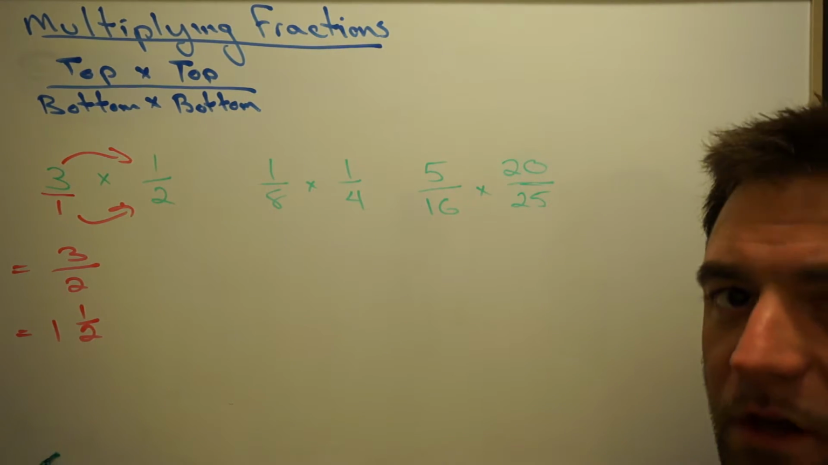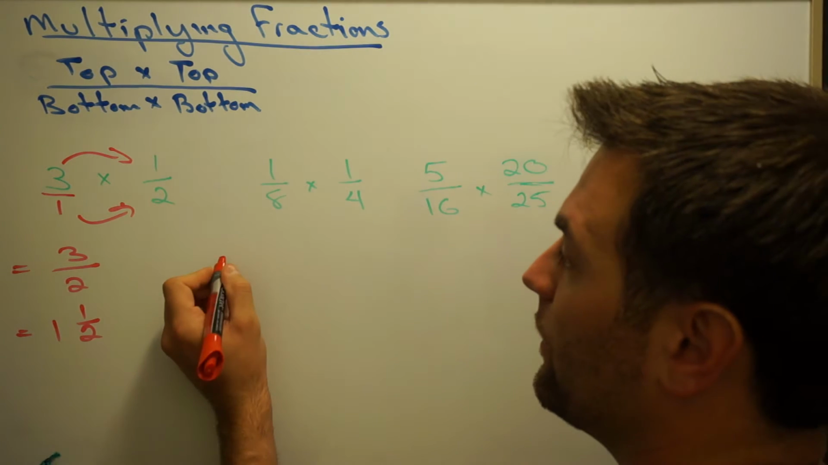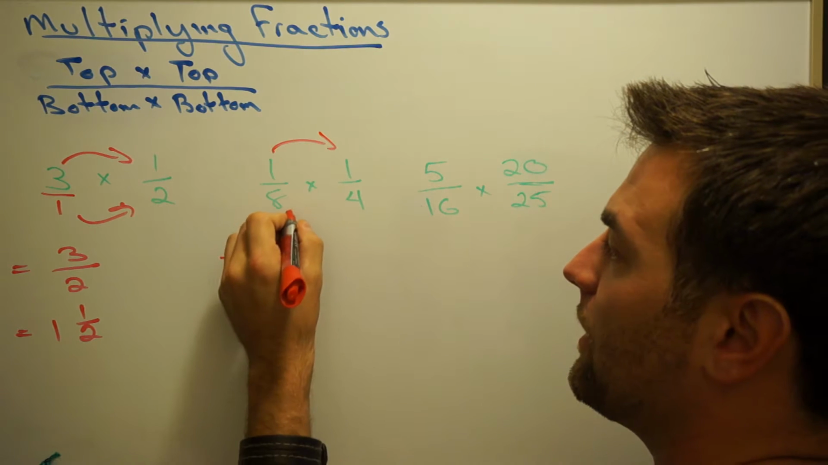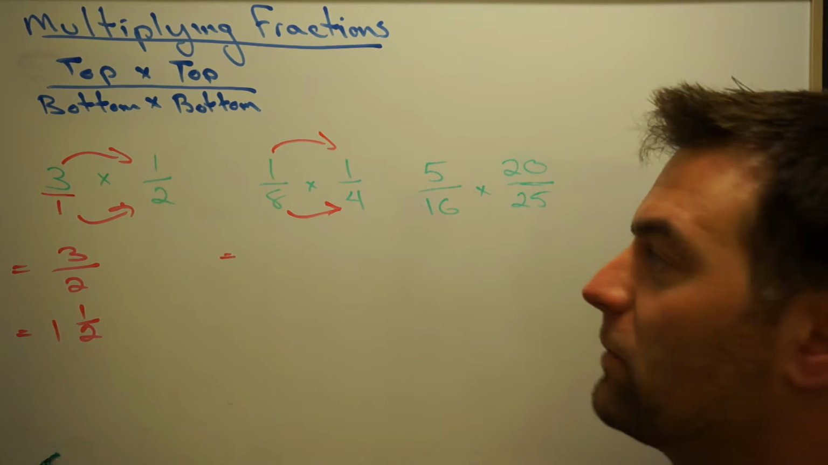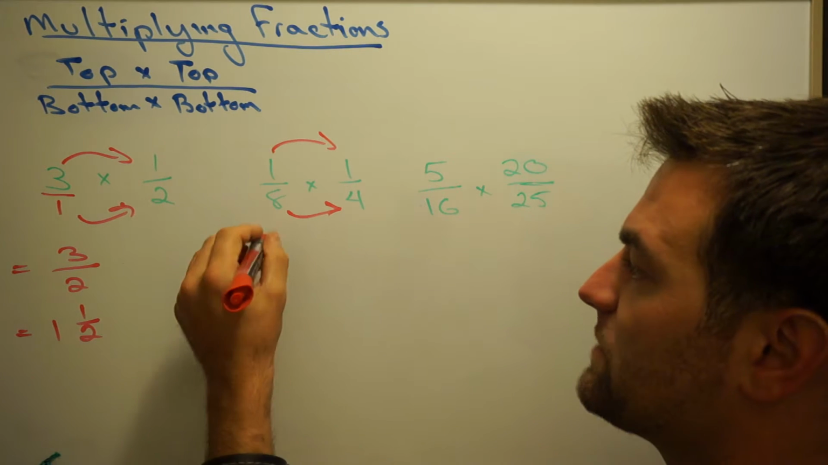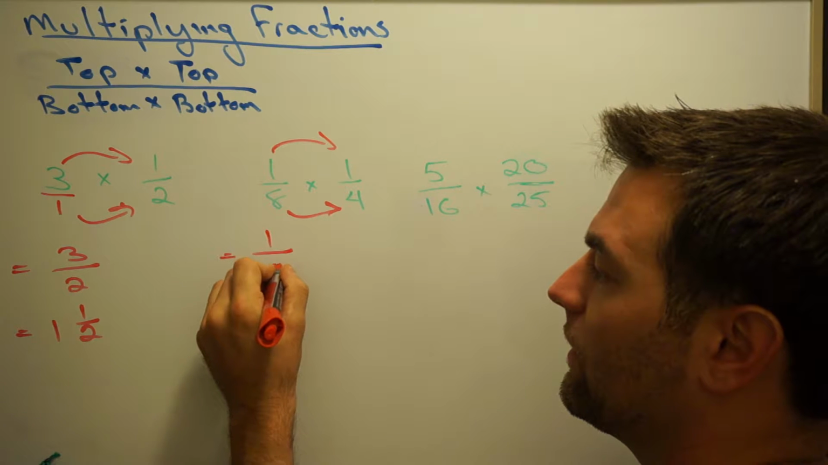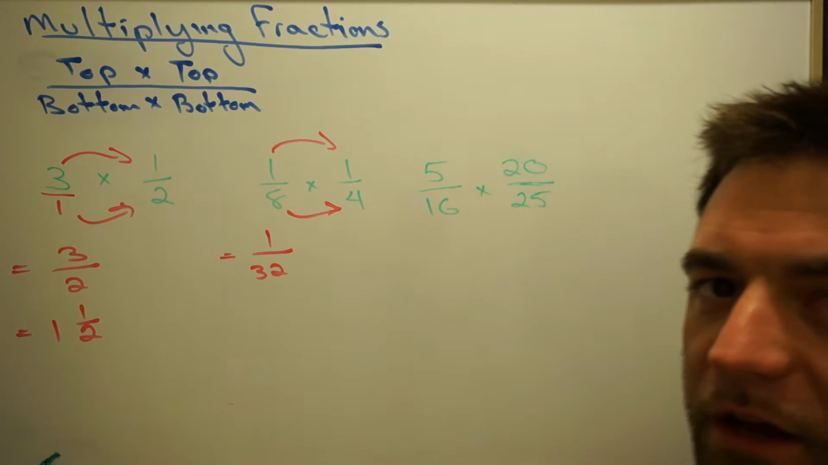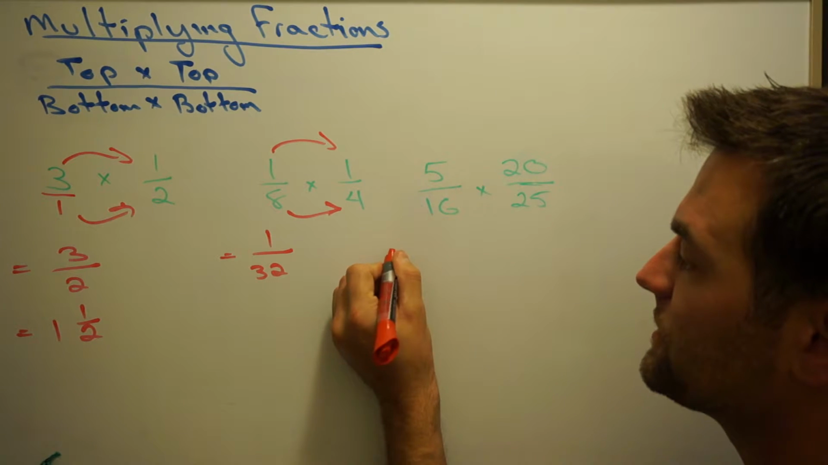In the next case, we have 1/8 times 1/4, same idea. We're going to multiply top times top, bottom times bottom. Both of them are already in fraction form, so it's just 1 times 1 over 8 times 4, and we get 1/32.